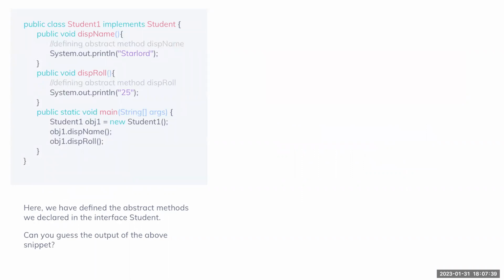So let's see one example. What I've done is I just implemented that Student interface which we declared earlier. I was using that displayName and displayRollNumber. I have just added a couple of system print statements. So can you guess what exactly the output would be?